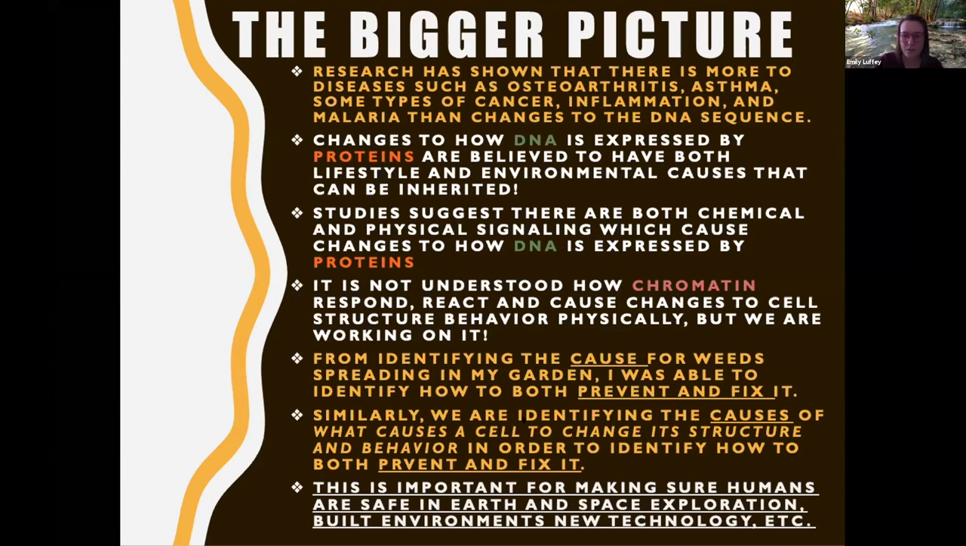So back to our analogy, we're identifying the cause for weeds spreading by identifying how to both prevent and fix it. And in this situation, we're identifying the causes of cells changing their structure and behavior in order to identify how to both prevent and fix these things. This is really important also in regards to space and Earth exploration, by making it safer for humans to go on these missions, and also in built environments, new technologies, et cetera.